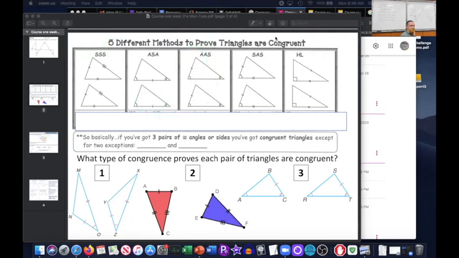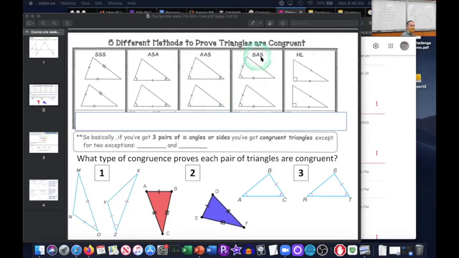Okay, so again, these are very useful because if we want to prove triangles are congruent, we don't have to measure everything. We can get away with measuring only 3 things. Either all 3 sides, or 2 angles with the side in between, or 2 angles with a side not in between. And that's all we need to measure to prove these triangles are congruent.